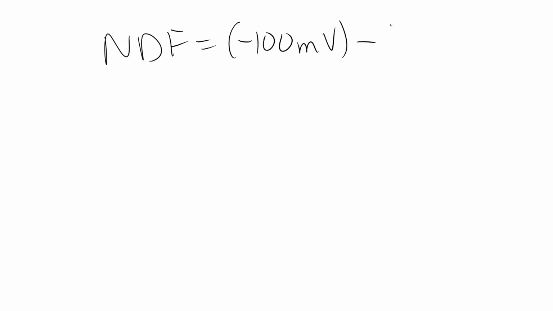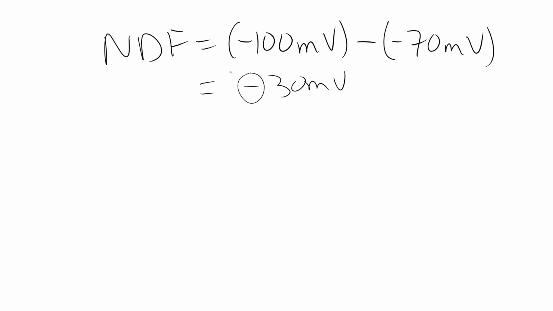Now let's consider the case of an anion, such as chloride. If the membrane potential is minus 100 millivolts, and chloride's equilibrium potential is minus 70 millivolts, then the net driving force acting on chloride is equal to minus 100 millivolts minus chloride's equilibrium potential of minus 70 millivolts. This gives us a net driving force of minus 30 millivolts. Here again we have a negative net driving force, and this again tells us that the direction of net current flow, or the direction that positive charges would be moving, is again inward.